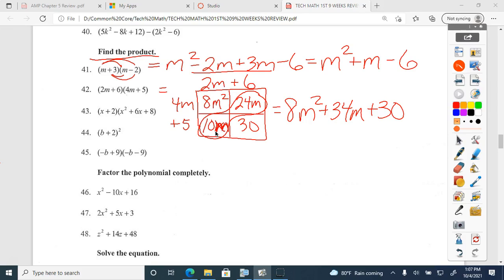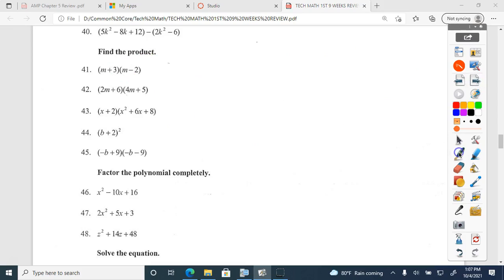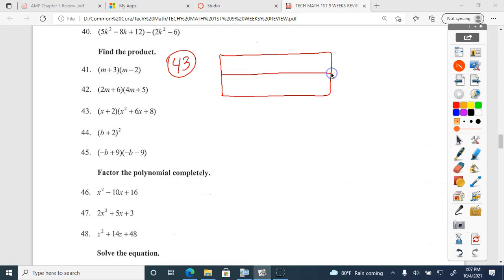I thought you might say that, so I'm going to do 43 with the boxes as well. You're welcome. I'm so tired right now. It is a me problem.